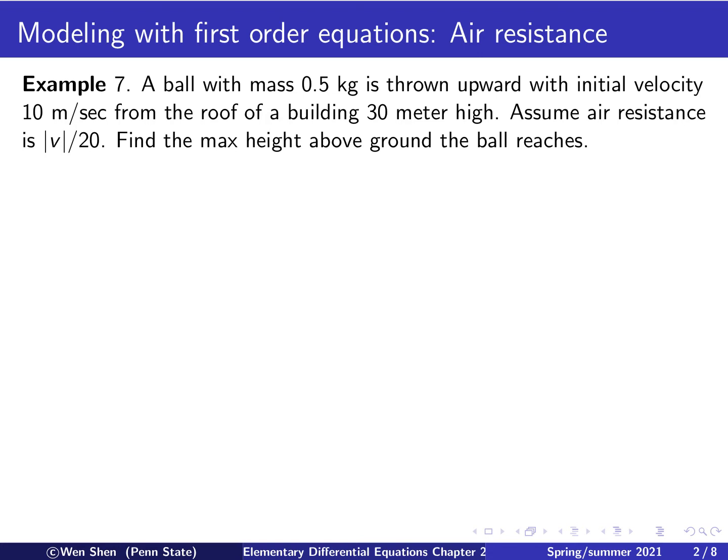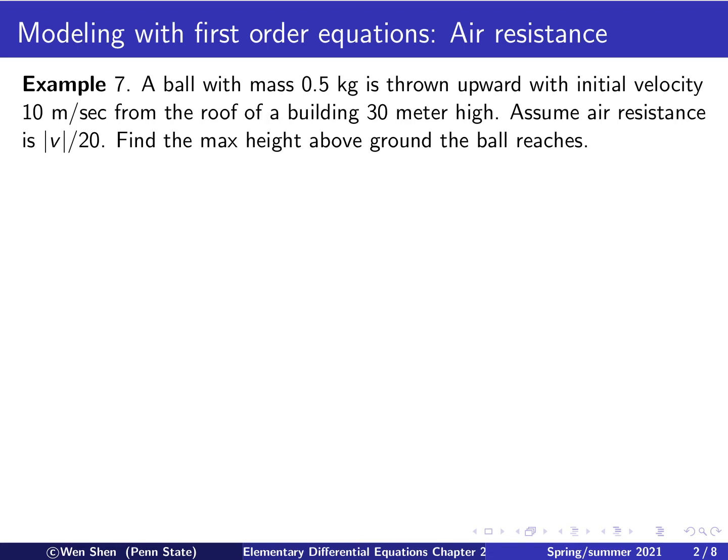Assuming now there is air resistance, and the air resistance is proportional to the speed, and therefore is the absolute value of velocity, divided by 20. And the question here is to find the maximum height above the ground the ball would reach.